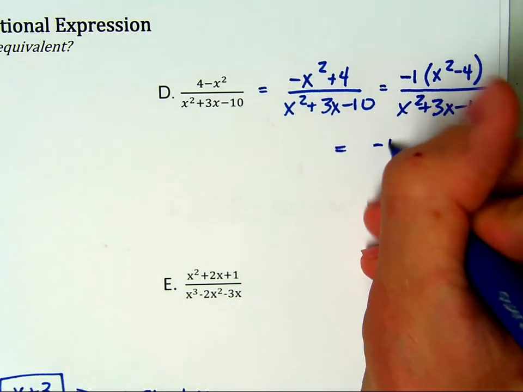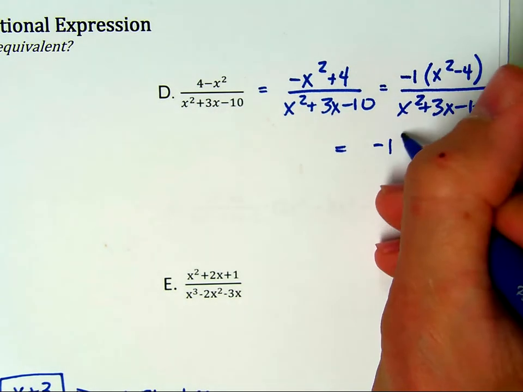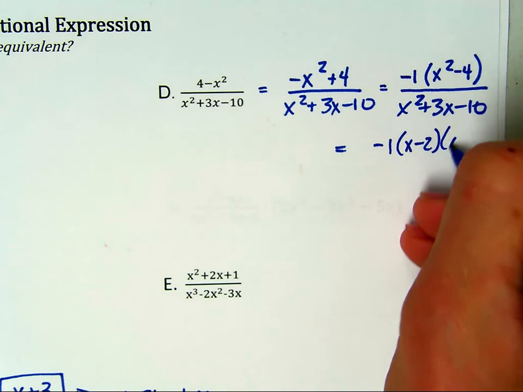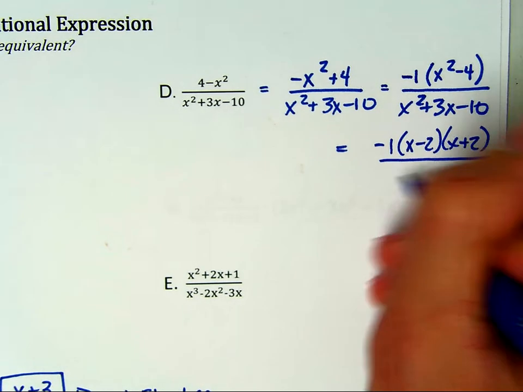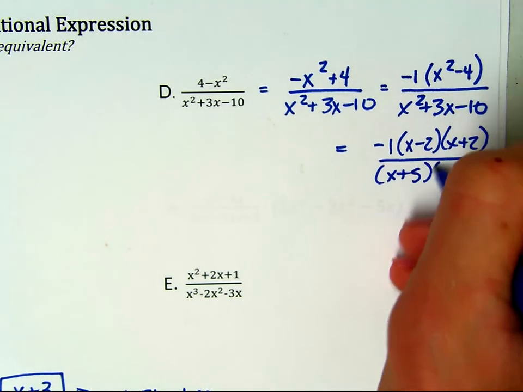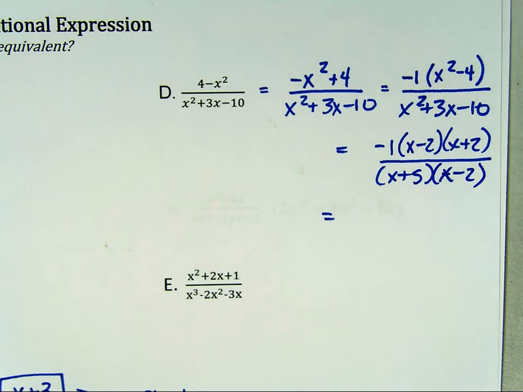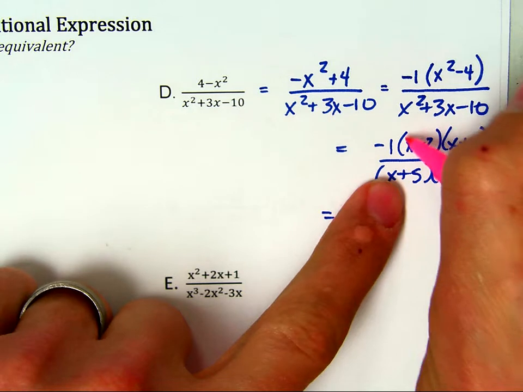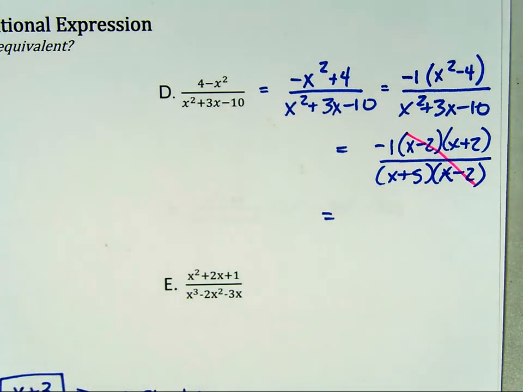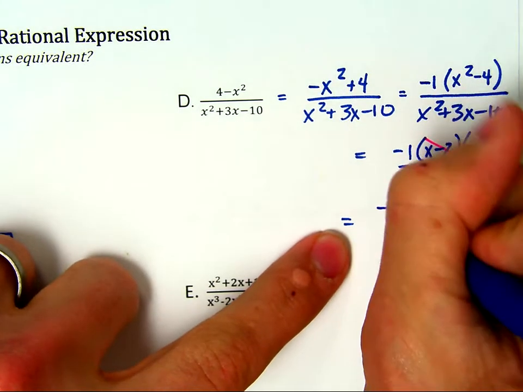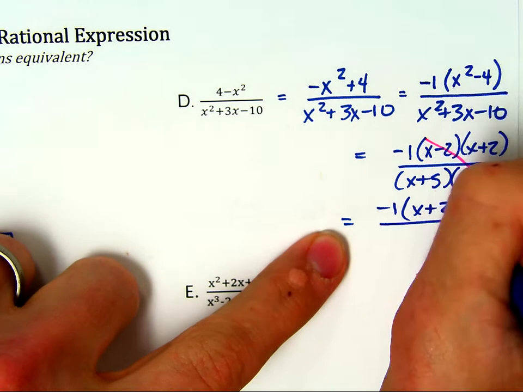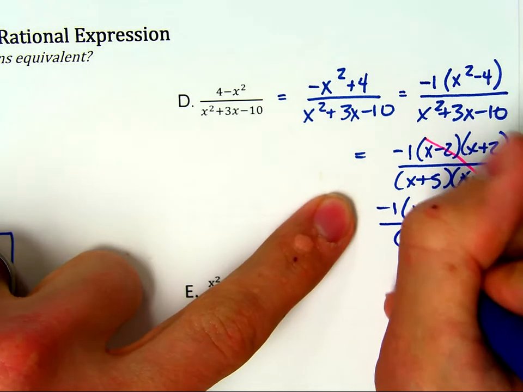Now I'm going to go ahead and factor out the rest of it. So x squared minus 4 is x minus 2, x plus 2. The denominator is x plus 5, x minus 2. Okay, so common factors. We've got x minus 2's that cancel. So in the numerator, we're left with a -1 times x plus 2. The denominator, we're left with x plus 5.